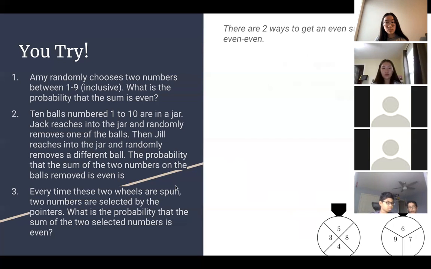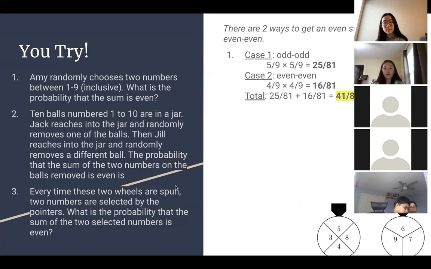So for the first one, for the odd, odd case, we know there are 9 numbers because it's 1 through 9 inclusive, which means you're counting 1 through 9. There are 5 odd numbers and 4 even numbers here, 9 numbers total. So for the odd numbers, there's 5, so 5 ninths times 5 ninths is equal to 25 over 81. And for the even numbers, there's only 4, so 4 ninths times 4 ninths is 16 over 81. And you add these two cases to get 41 over 81.